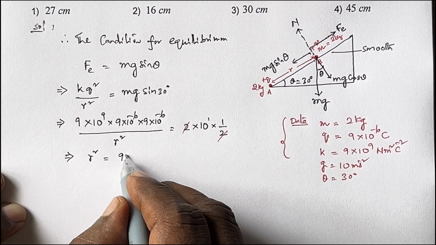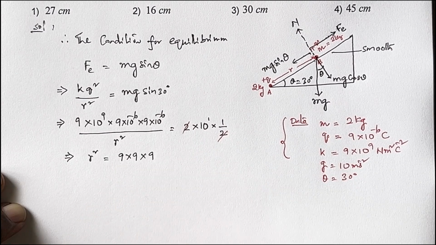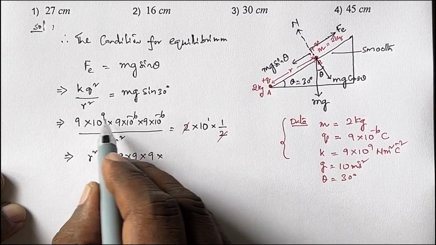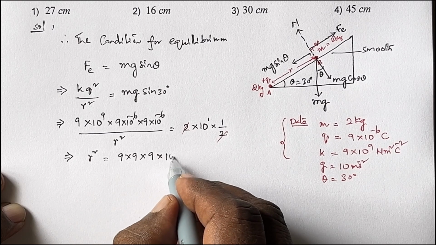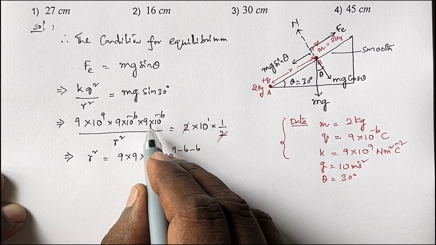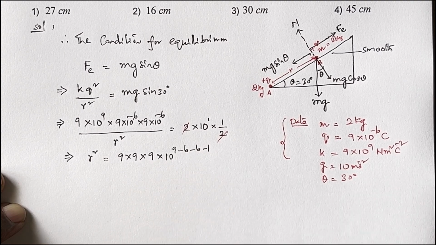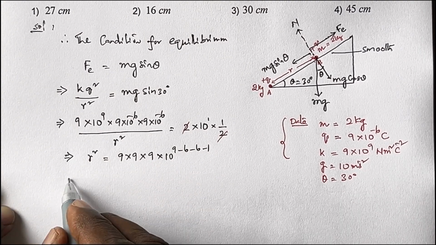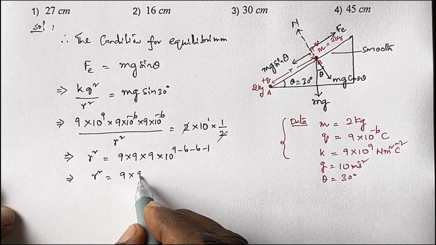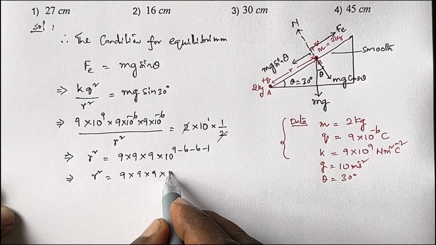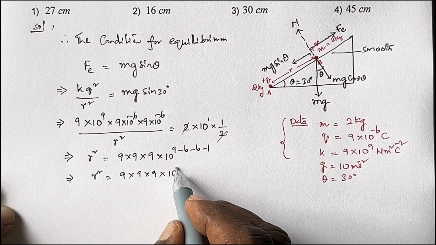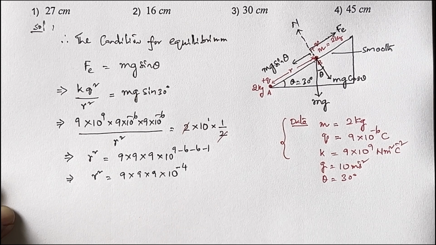So all numbers I write first, 9 into 9 into 9. When bases are equal, we have to add the powers. So 10 power 9 minus 6 minus 6. This 10 power minus 1 also comes this side. So this is minus 1. So now r square is equal to 9 into 9 into 9 into 10 to the power of, this is 6, 6, 12, 13. 13 minus 9 is 4, minus 4.